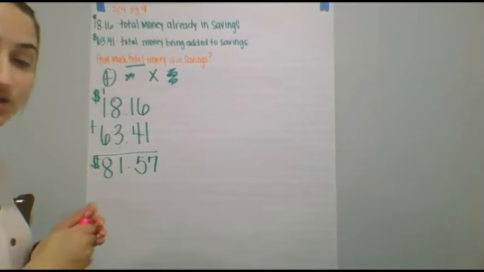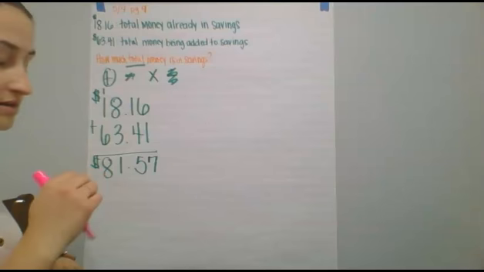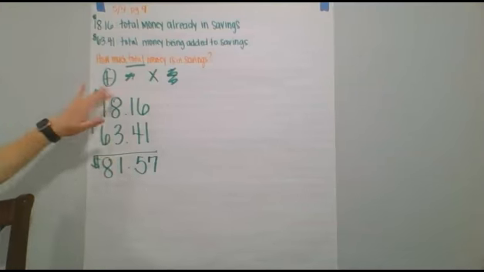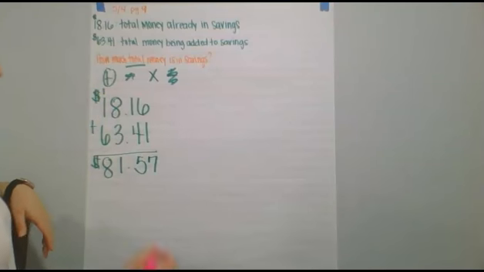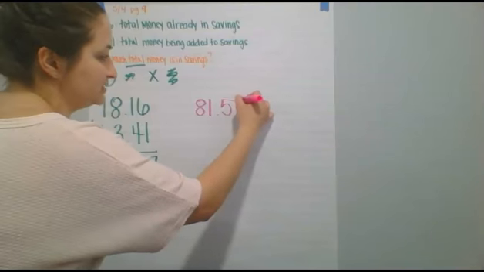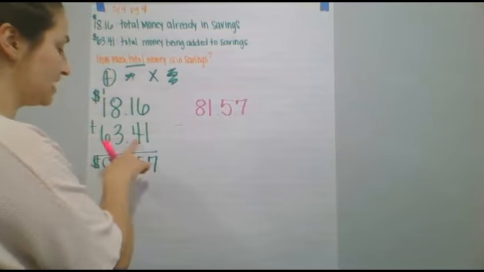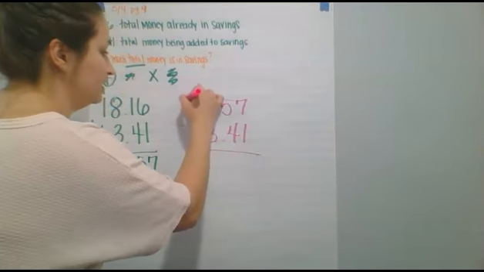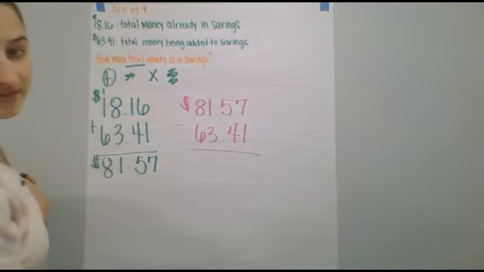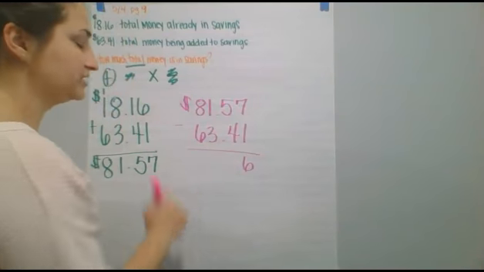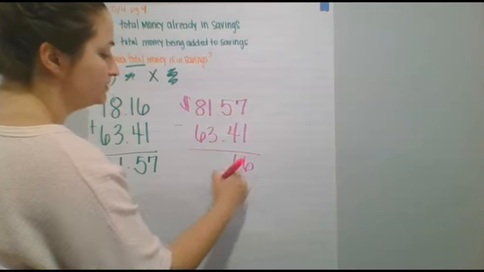In order to do that, we're going to do the opposite operation, which is subtraction, taking that largest quantity, subtracting away, and then hopefully getting $18.16. So we're going to start with that $81.57 and subtract away $63.41 and hope that we get $18.16. 7 minus 1 is 6. We're off to a good start. 5 minus 4 is 1.